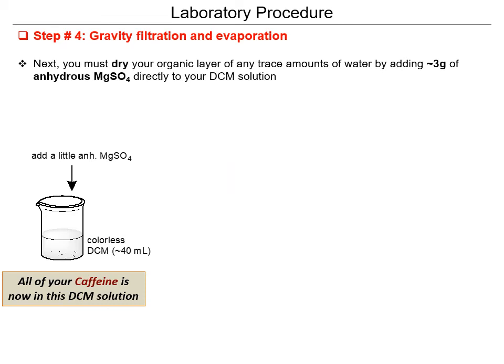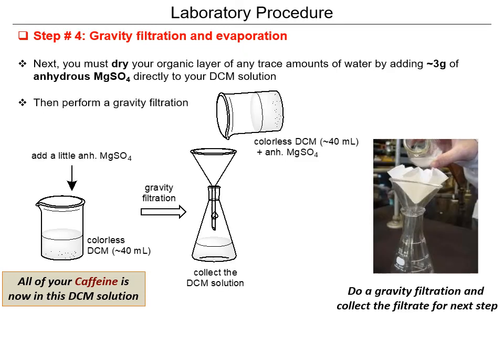In step number 4, you must dry your organic layer of any trace amounts of water by adding about 3 grams of anhydrous magnesium sulfate directly to your DCM solution. Once added, you will remove any clumps of magnesium sulfate by performing a gravity filtration. This is performed by pouring your organic layer through a fluted filter paper and glass funnel. The filtrate is collected in an Erlenmeyer flask and kept for the next step.